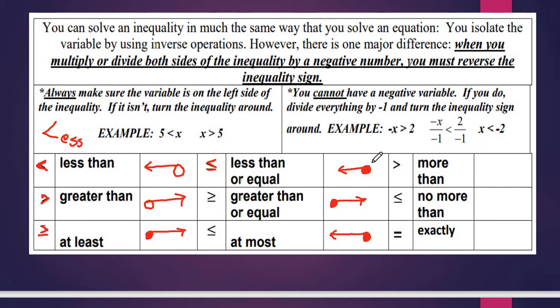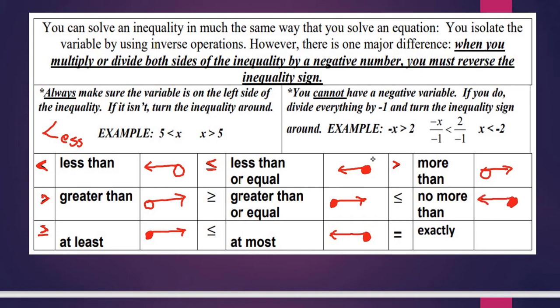Now, if you see more than, it's a big open circle and it points to the right. And less than or equal, no more than, is a closed circle and it is pointing to the left. So you write this pointing to the left.